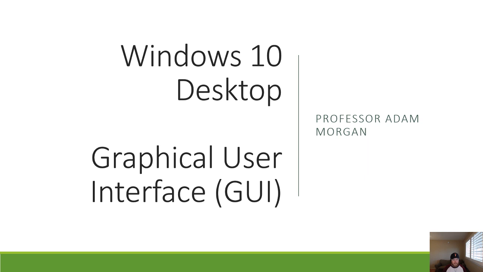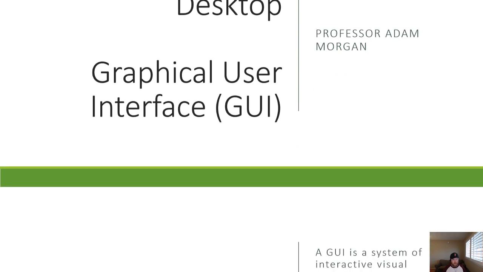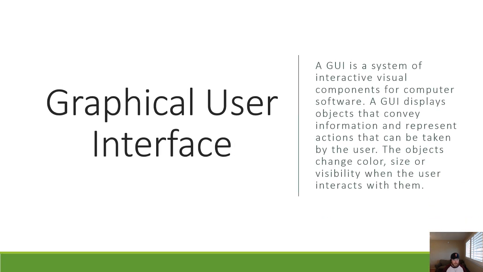Before I can really dive into Windows 10, we do need to know what is a Graphical User Interface. A graphical user interface, or GUI, is a system of interactive visual components for computer software. So this software can be on Windows 10, which I'm going to discuss today, or it can be on a Mac if you use a Mac, or an iPad or Android tablet, or an iPhone or Android phone.